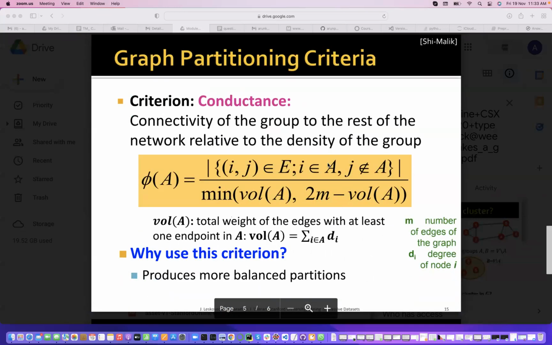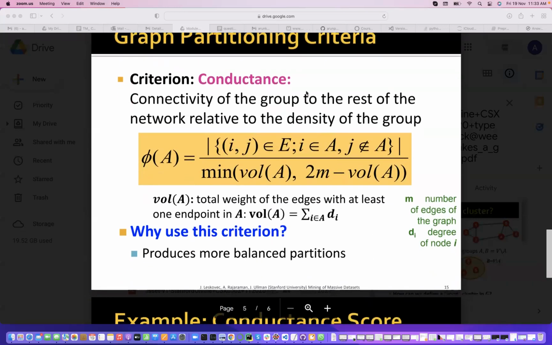So we are defining another criterion for this clustering, that is conductance: the connectivity of the group to the rest of the network, relative to the density of the group. So how many connections are inside is also considered here. Now we are defining another score, not just the cut score. This is called the conductance score, phi(A). That is, the sum over (i,j) belonging to E, i belongs to A, j doesn't belong to A. These are connections of A, cluster A. What connections are these?